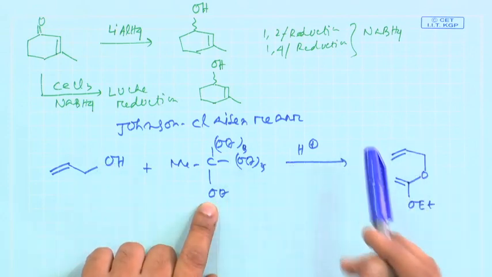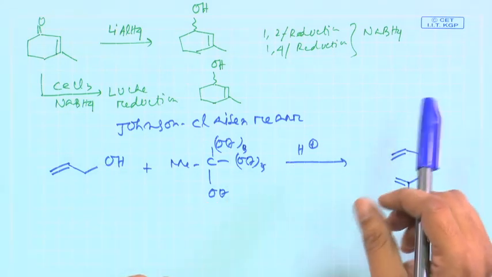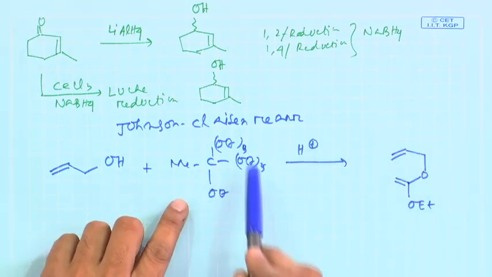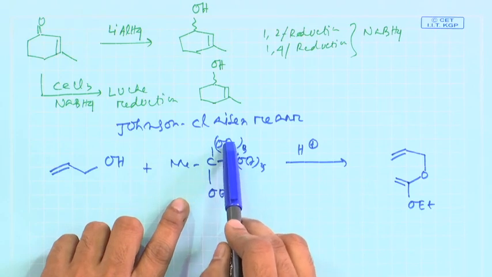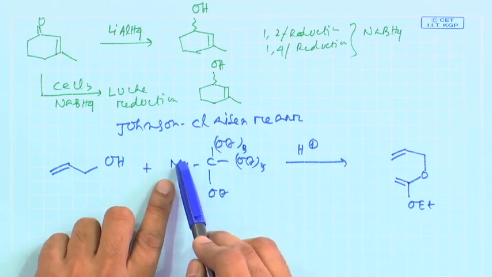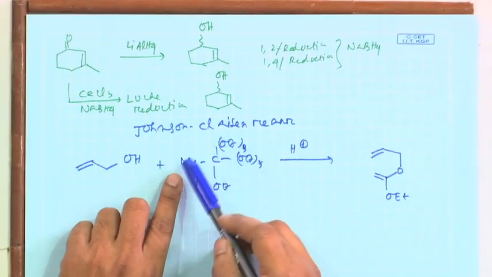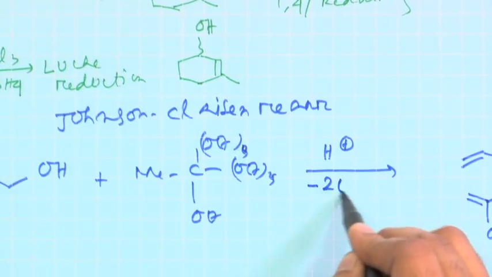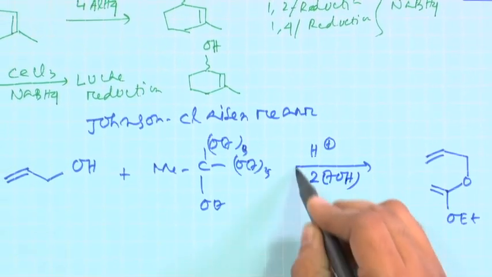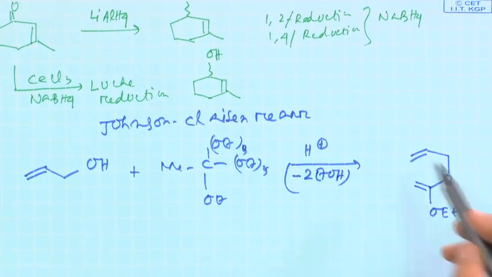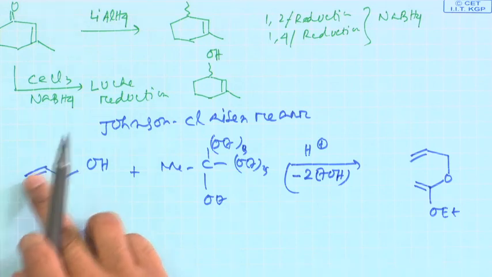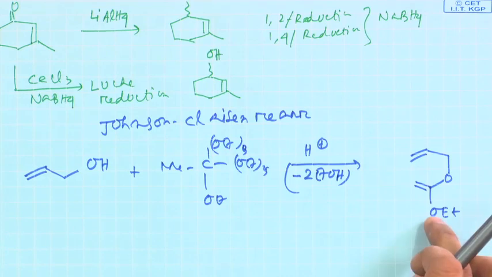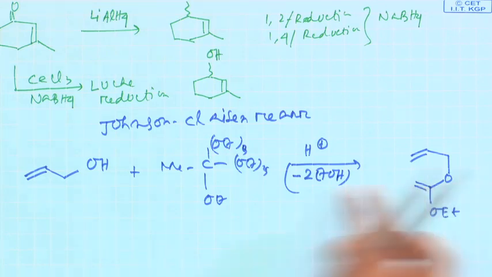The next step, you subject this compound to high heat and H plus. Then one of the OEt groups and one hydrogen from this methyl will undergo 1,2 elimination, another round of ethanol elimination. So 2 equivalents of ethanol will be eliminated by this reaction, and you will get this part coming from the allyl part, the double bond CH2O. Then one of the OEt remains here, and this part is coming from this methyl.